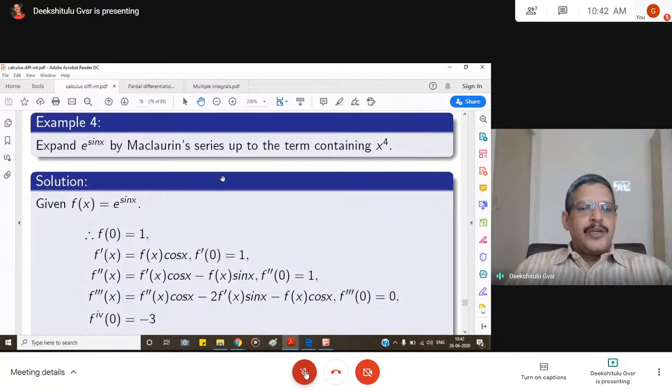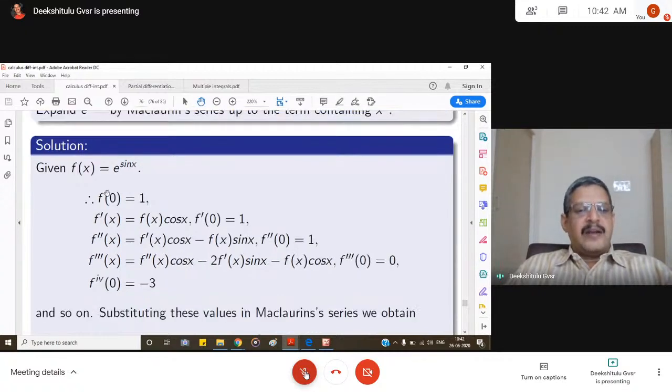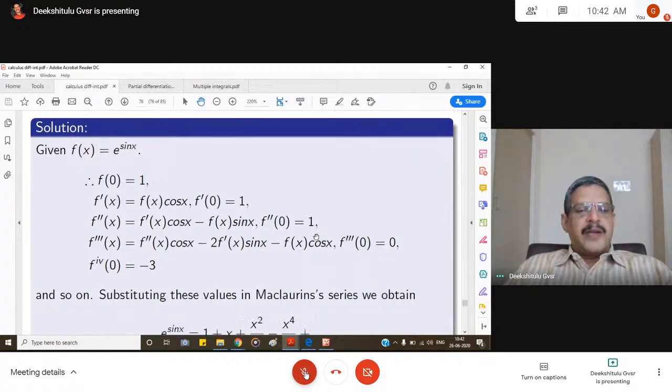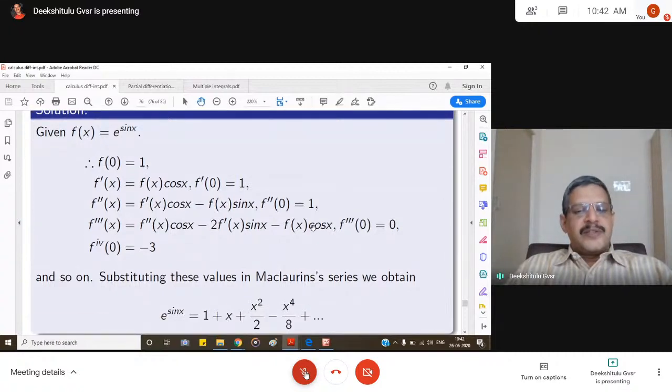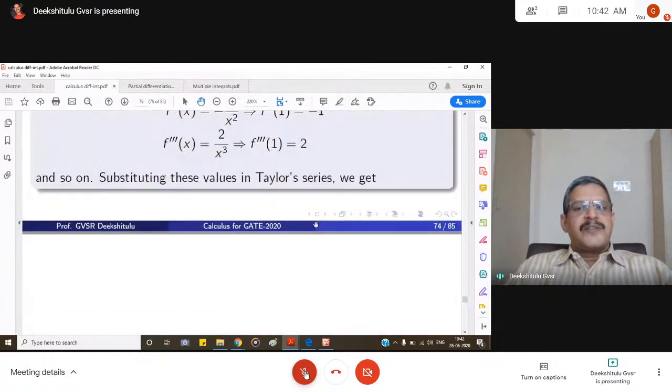So e power sin x: f of 0 is e power sin 0, and sin 0 is 0, so e power 0 is 1. f dash is f of x into cos x, that means e power sin x into cos x, so f dash 0 is 1. f double dash 0 is again 1. You calculate these derivatives at 0, these are the values we get. The fourth derivative is minus 3. And put that in the Maclaurin series expansion. What is the Maclaurin series expansion?